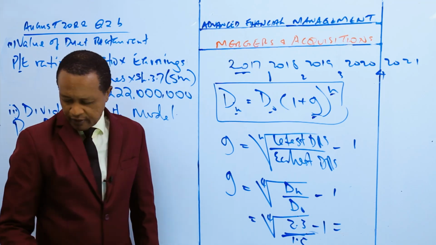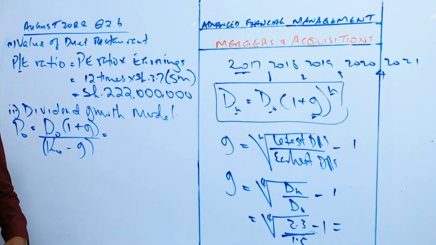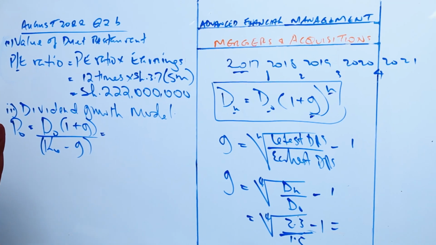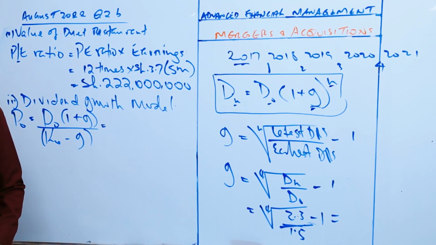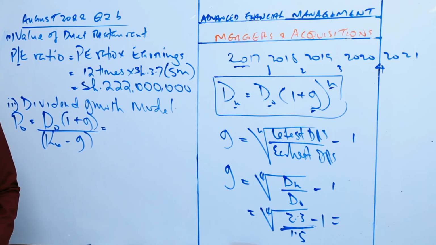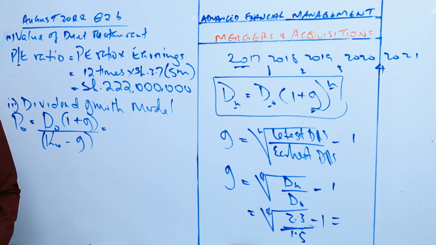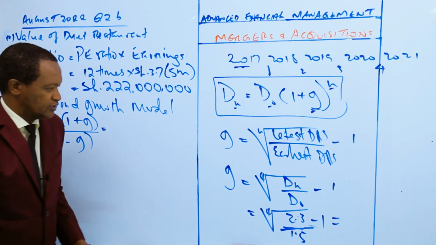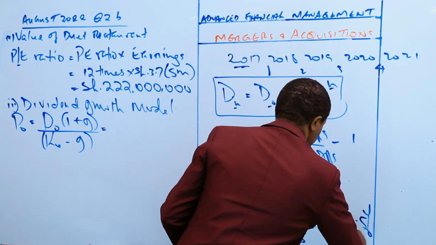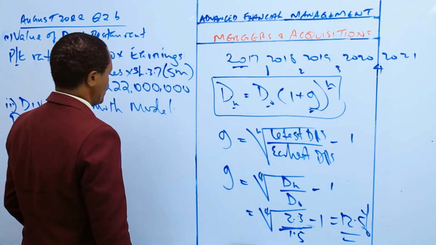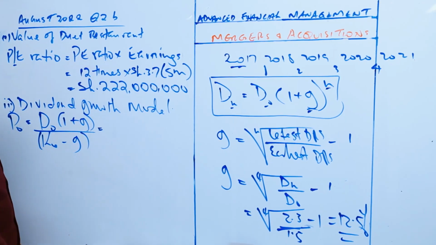The rest is the work of the calculator. So we take the calculator and determine the growth rate. We take the fourth root of 2.3 divided by 1.5, minus 1. This gives me 0.125, which is equal to 12.5%. So 12.5% is the growth rate.